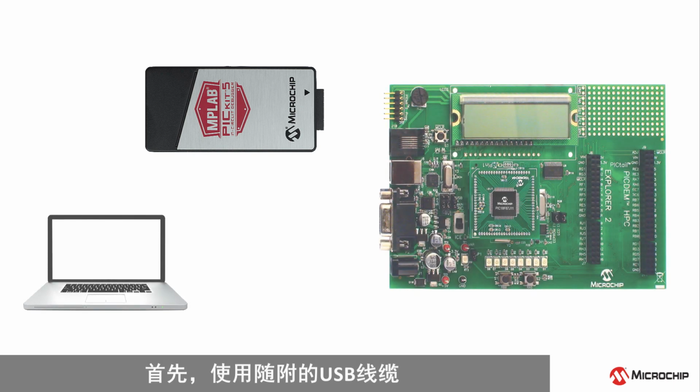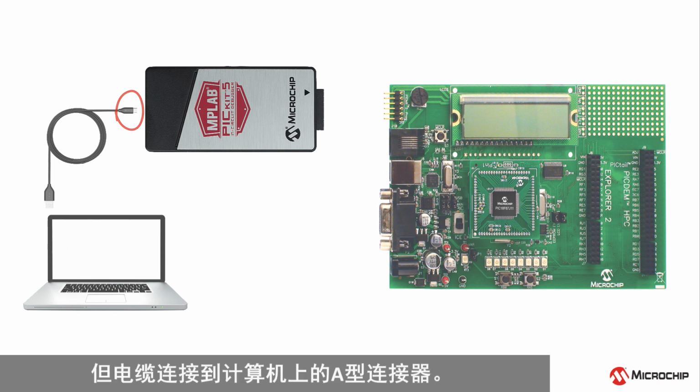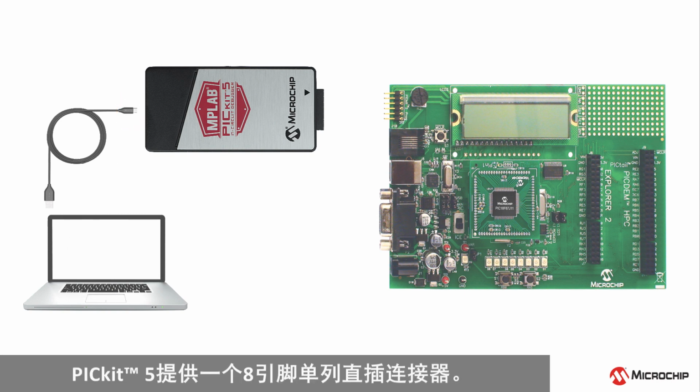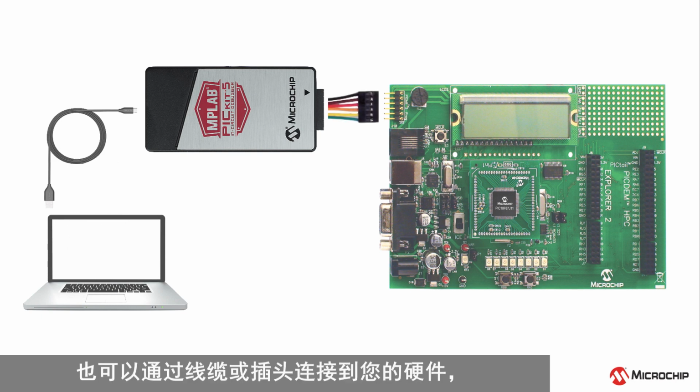First, connect the PICkit 5 to your host computer using the supplied USB cable. A USB-C connector is used on the debugger, but the cable connects to an A-type connector on your computer. The tool provides an 8-pin single inline connector. Connect this to your hardware directly or via a cable or header to allow debugging using a variety of protocols.